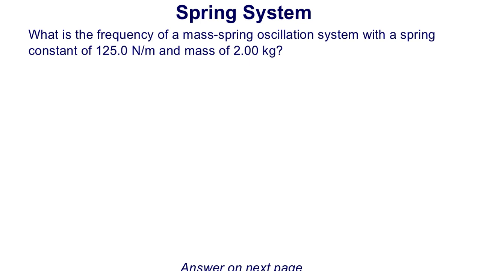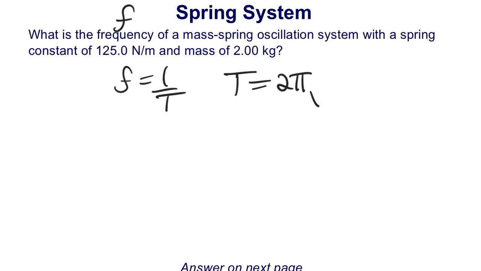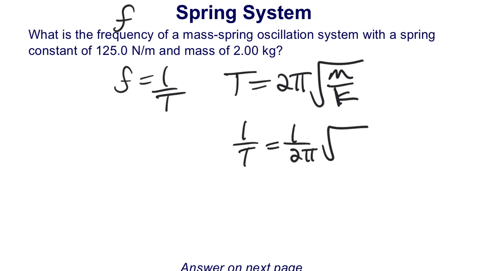This one is asking for the frequency. The frequency is 1 over the period. So basically find the period and invert it. So T equals 2 pi square root of M over K, and if you want to, just invert that: 1 over T equals 1 over 2 pi times the square root of K over M. Either that, or you can solve for T and then invert it at the end.